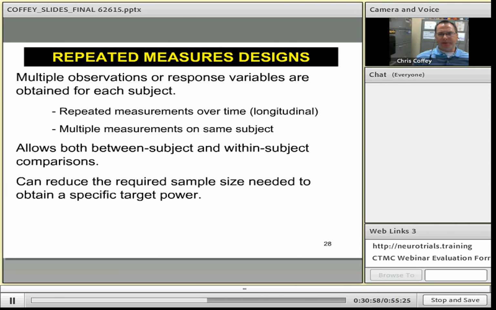A lot of times, we might do that in a phase 3 trial, and our primary outcome would be change from baseline. So the change in the score from baseline to 24 weeks, say. And a lot of times when we analyze that, we don't really account for the data points that we collected in between.